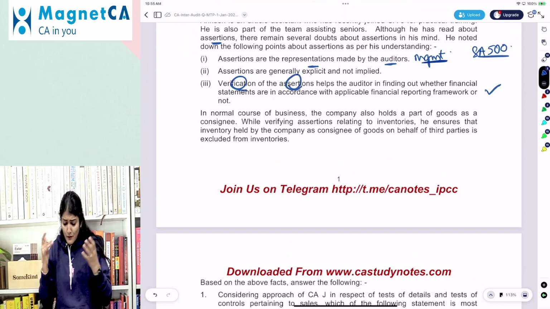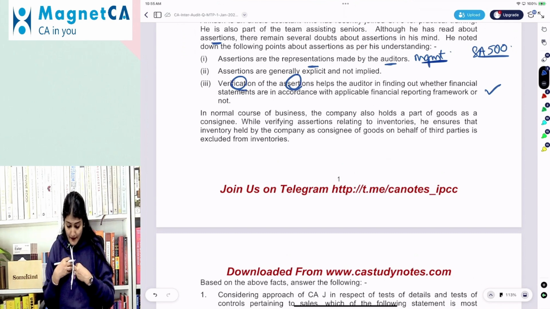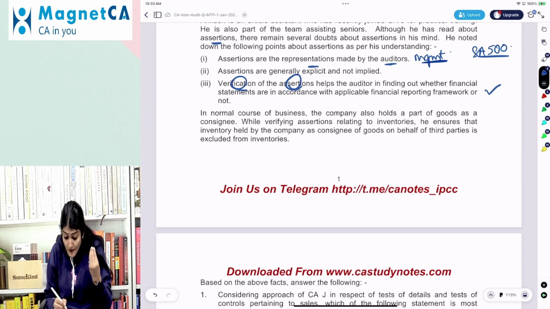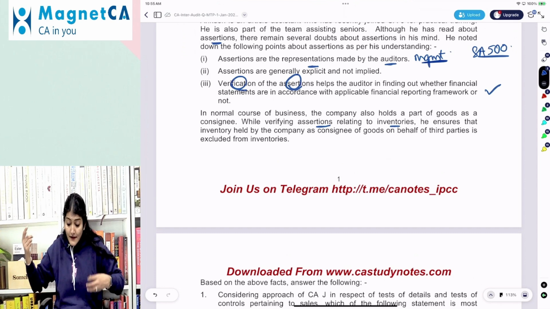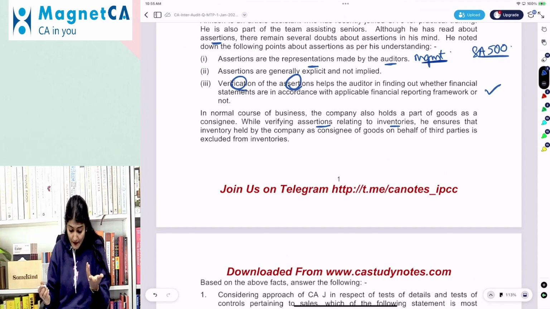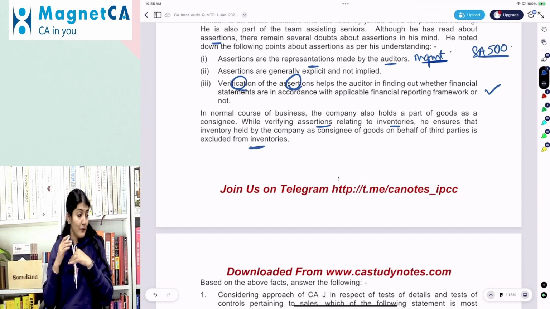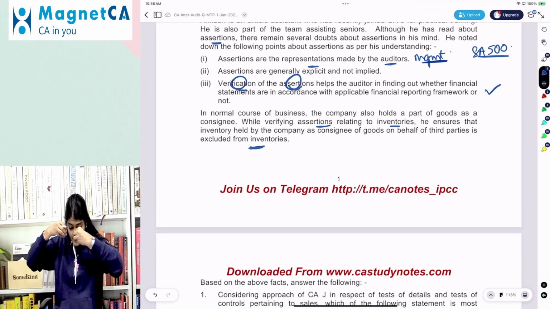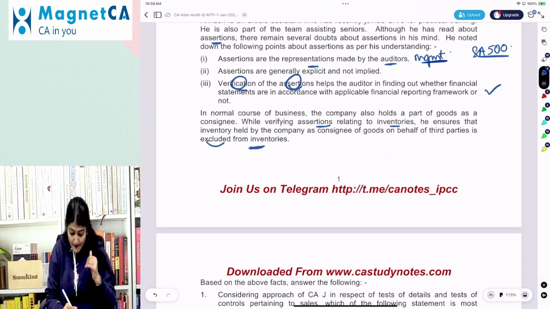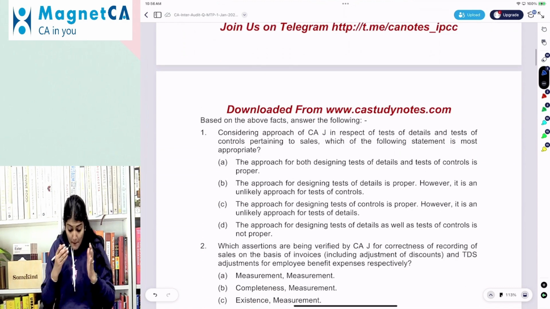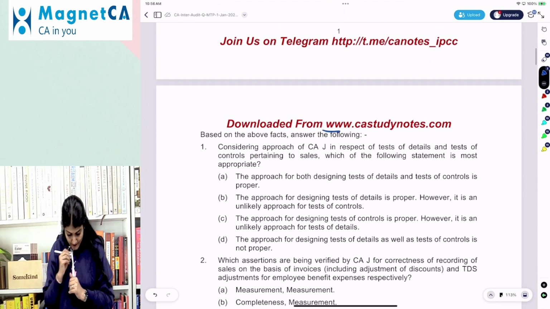In the normal course of business, the company also holds a part of goods as a consignment. While verifying the assertions related to inventory, he ensures that inventory held by the company as consignee of goods on behalf of a third party is excluded from the inventory. That is, the third party's inventory which we hold is not our inventory. It is the other party's inventory, so it should be excluded from the inventory. Based on the above facts, answer.